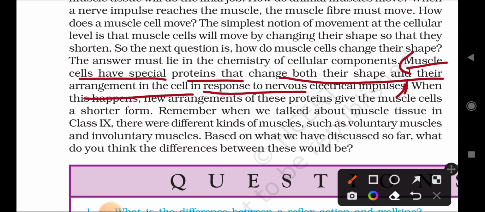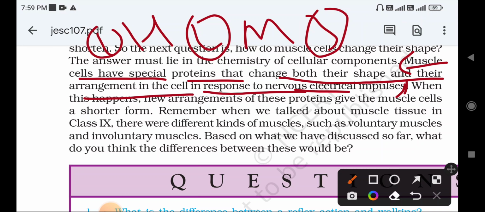What is the question here? How muscle cells change their shape means, muscle cells have special proteins that change both their shape and their arrangement in a cell in response to the nervous electrical impulse. There are three important questions here. First, how do animal muscles move? Second, how do muscle cells move? Third, how do they change their shapes? So these three questions and their answer are also easy.